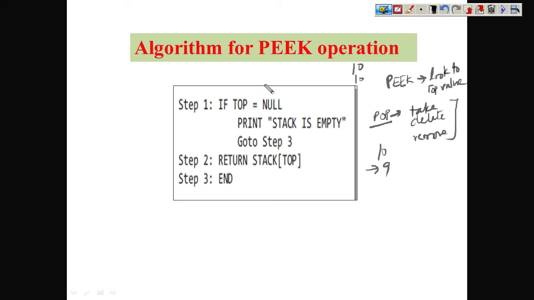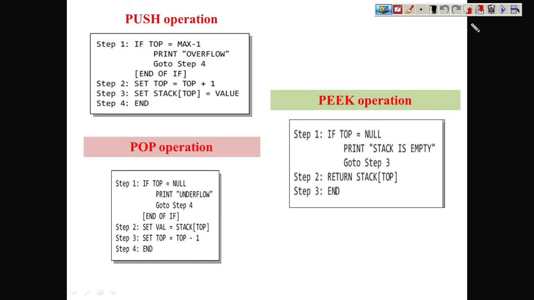If you are trying to look at the top element of the stack, and the top is null, or you can say the top is -1, then it is said to be empty. You cannot look at any element, it's simply empty. Otherwise, you will return the value which is actually pointed to by the top variable. So that index needs to be returned. This is a peek operation. So these are the three operations, and this is how we can implement the stack using arrays.